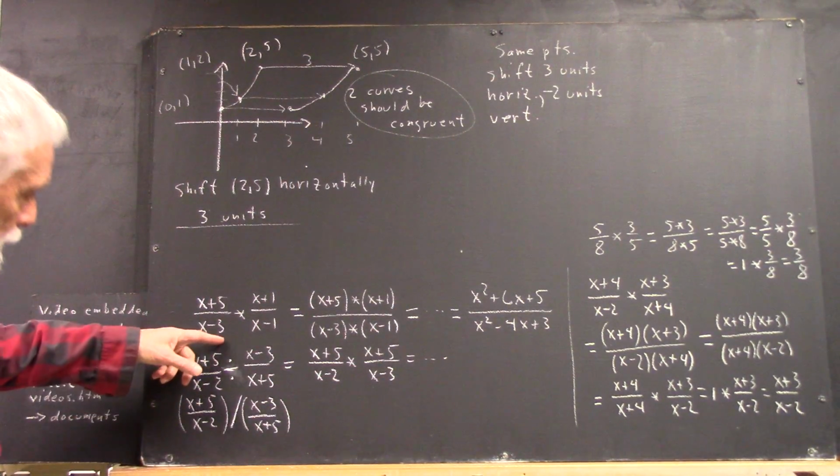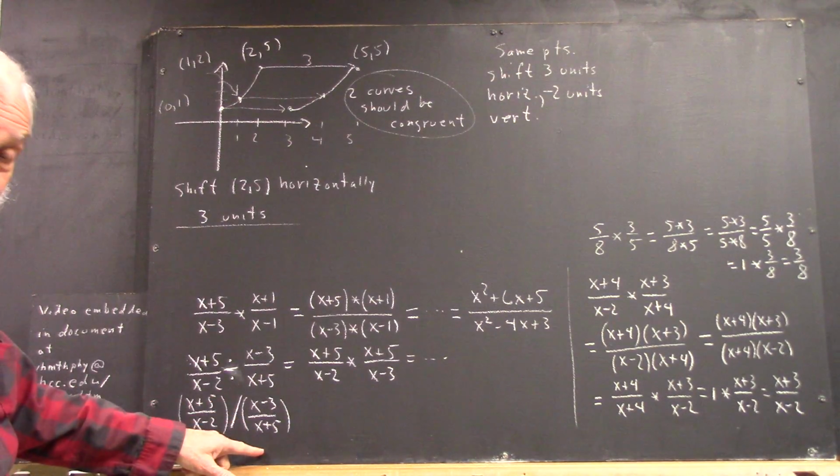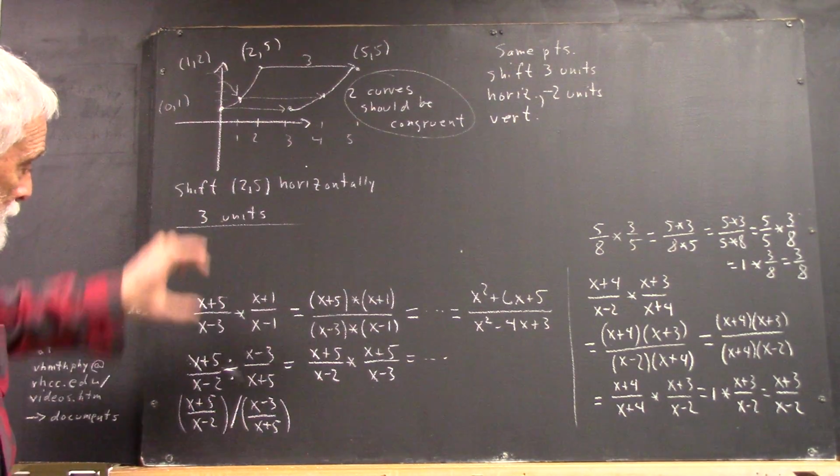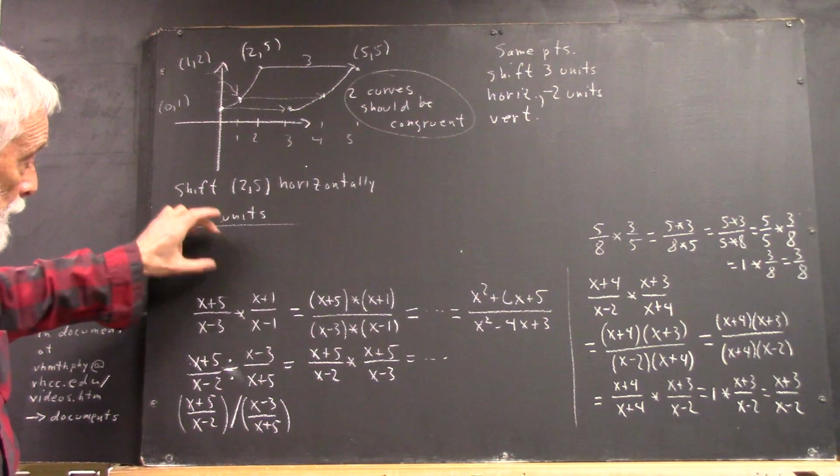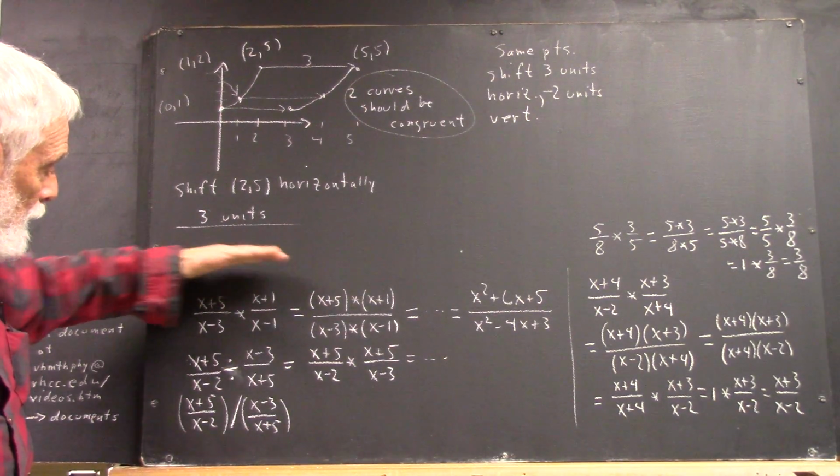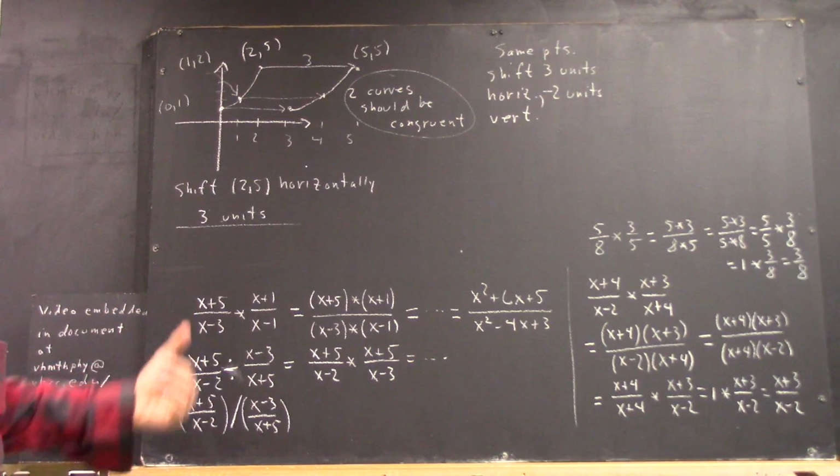Another way to have written the division down would be like this, or we could put this whole x plus 5 over x minus 2 up here and then a big long line and the x minus 3 over x plus 5 down below that.